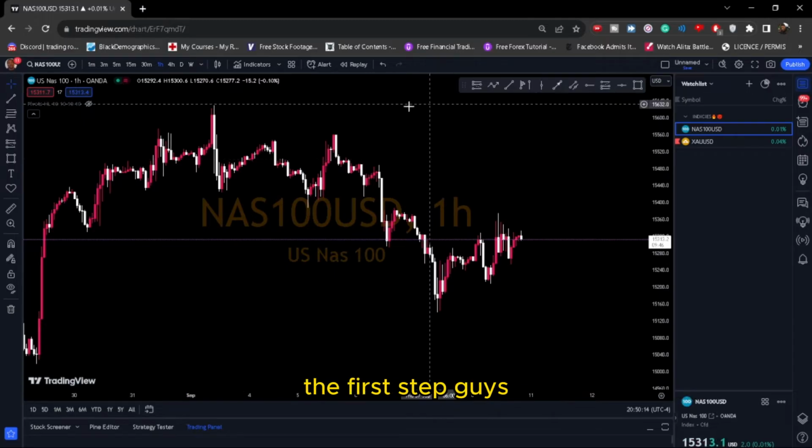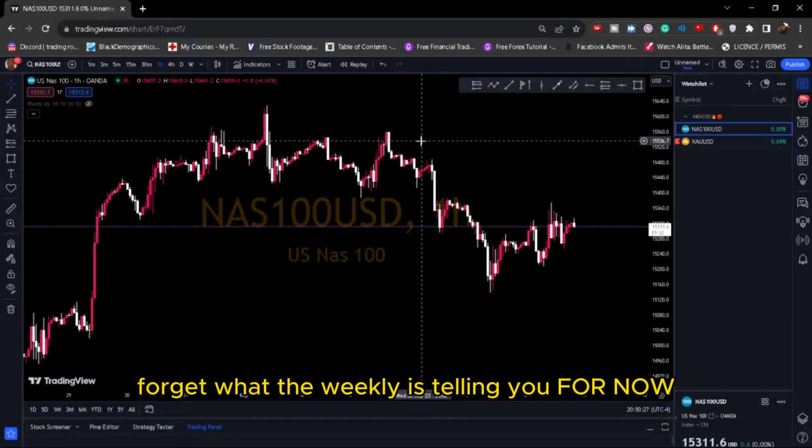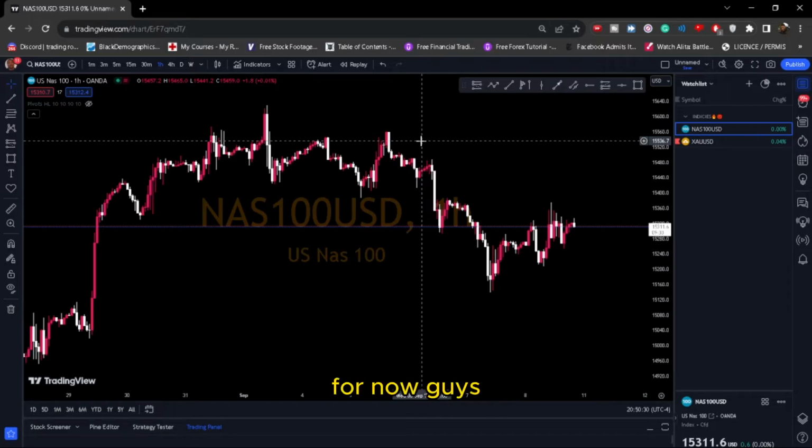The first step, guys, is to be in the 1 hour time frame. The 1 hour time frame is your moral compass. Forget about the 4 hour time frame, what the 4 hour time frame is telling you. Forget what the daily is telling you. Forget what the weekly is telling you. For now, guys, lock into your 1 hour time frame chart right now. So that's the first step.